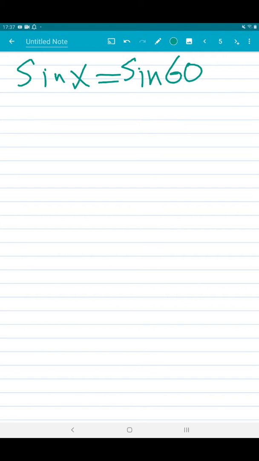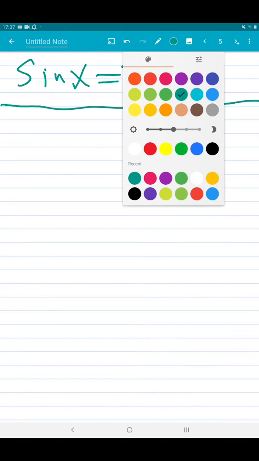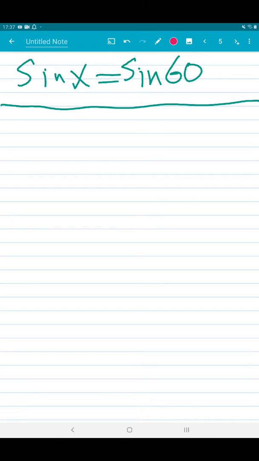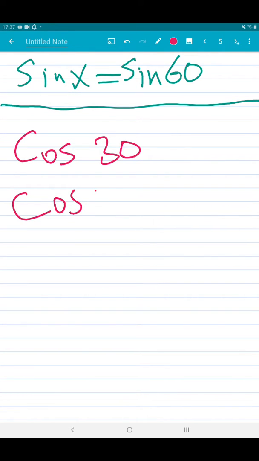Now, bring your calculator and put it near you and give me your attention. Use your calculator now to complete the following statement. What is the following statement? Cosine 30 and cosine 150.